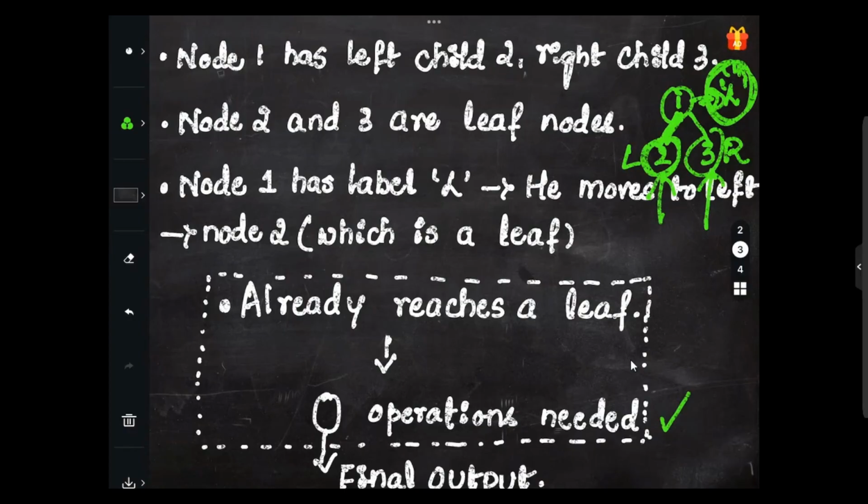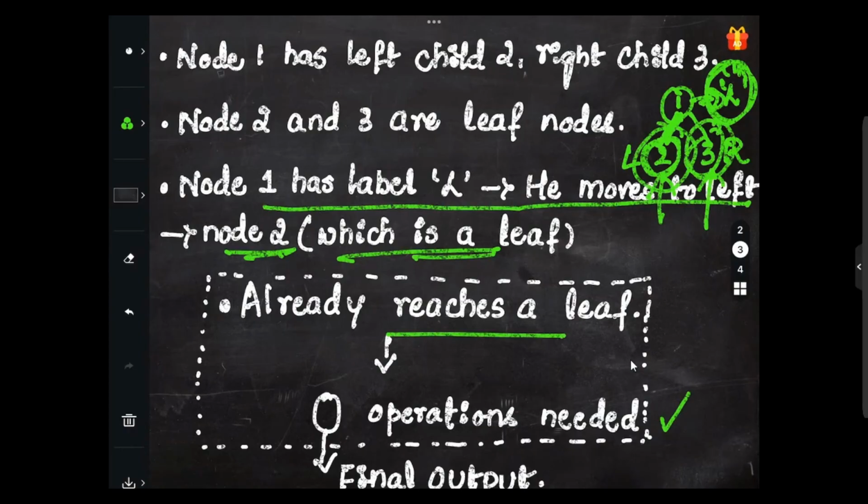So in this case, to reach from node 1 to node 2, there are no operations required at all. First, node 1 has a label L. He moves to the left, to node 2, which is a leaf here. These 2 and 3 are the leaf nodes. So it already reaches a leaf. We don't have to calculate how many operations are needed in this case. We have directly reached a leaf.